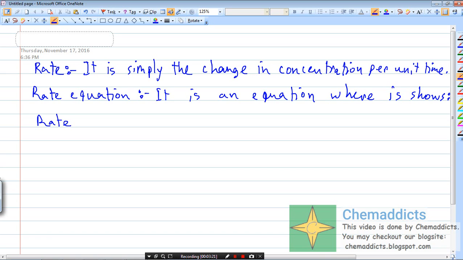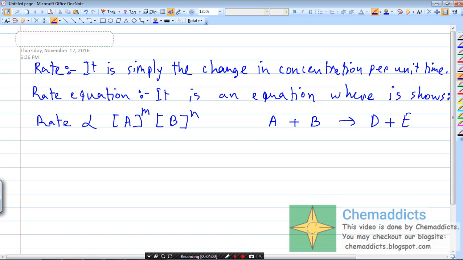So rate is directly proportional to the concentration of reactants A and B raised to some powers m and n. Okay, so this gives the relationship between the rate and the concentration of reactants. So these are the reactants A and B. Suppose this is the reaction A plus B gives something like D plus E.